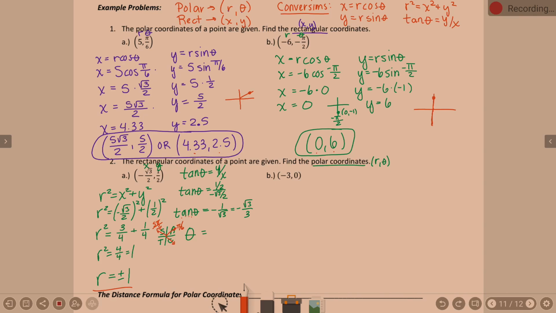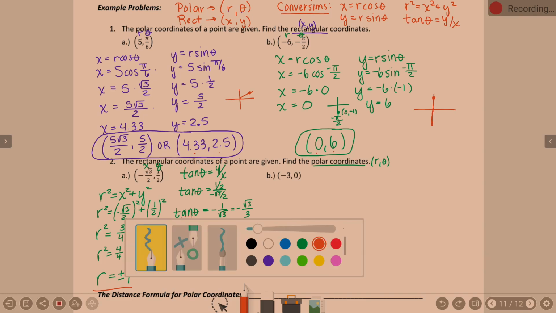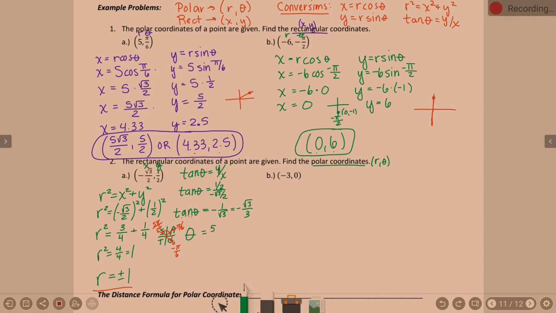But what's the angle? So 5 pi over 6 is when we go this way. What is 11 pi over 6 when we go the other way? When you go right or up and around, you're going in a positive direction. Now we're going in a negative direction. How far negative are we going? Pi over 6. Okay. So the thetas I'm looking for here are 5 pi over 6 and negative pi over 6.